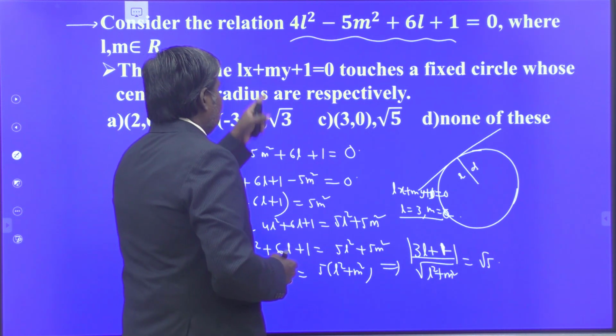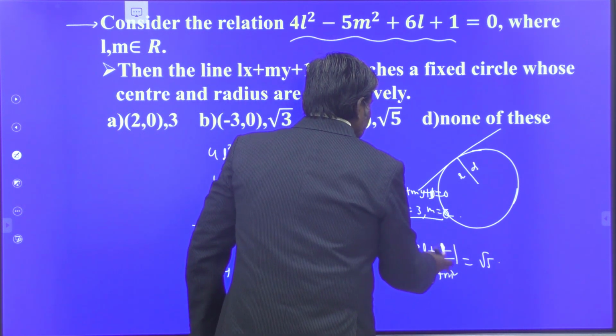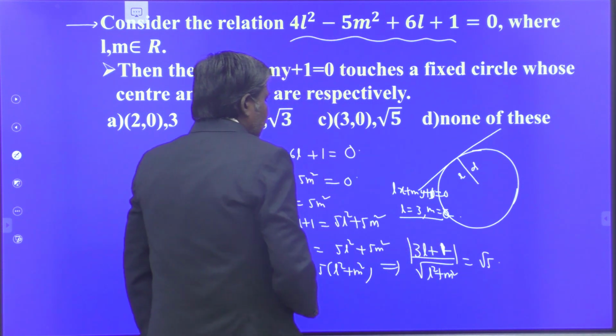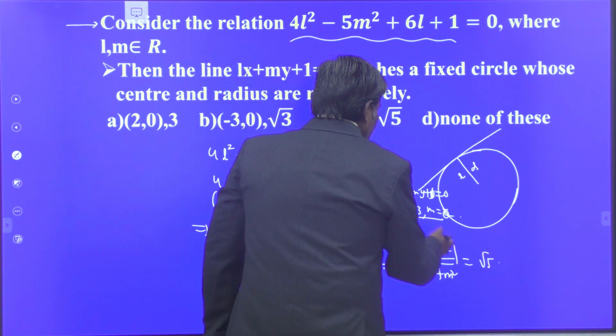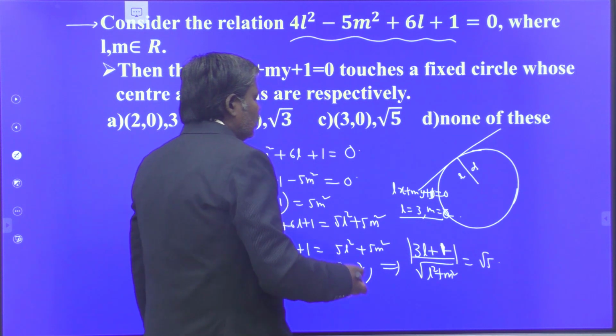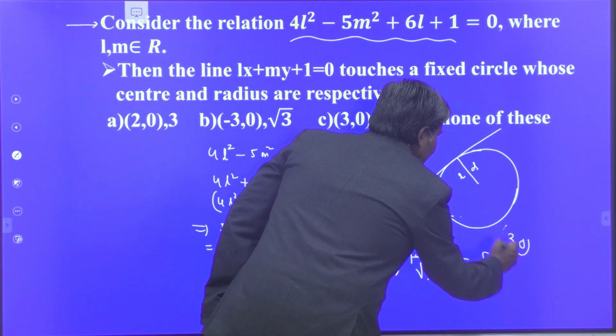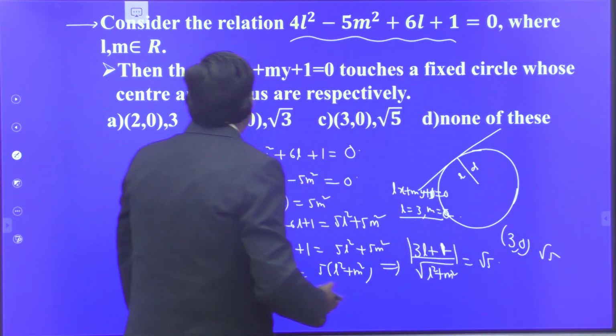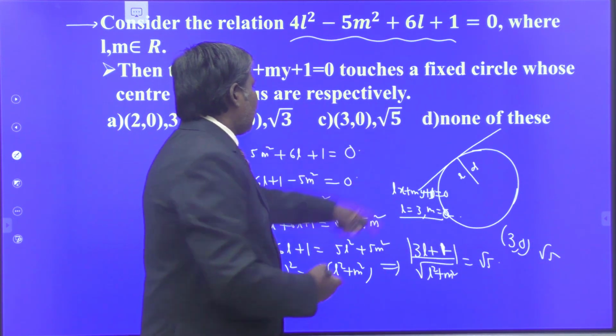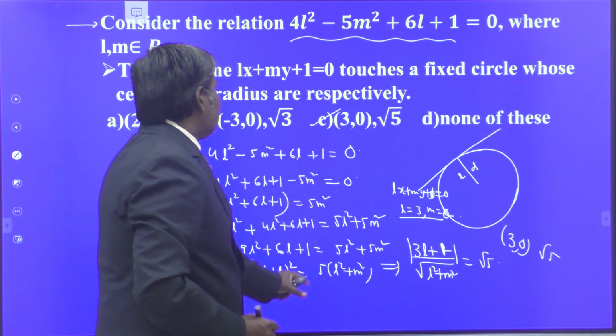What happened? 3L plus 1 is equal to 0. So the center of the circle may be taken as what? AX1 plus BY1 plus C by root of A square plus B square. You take the center as (3, 0) and radius as root 5. Then we substitute the condition.